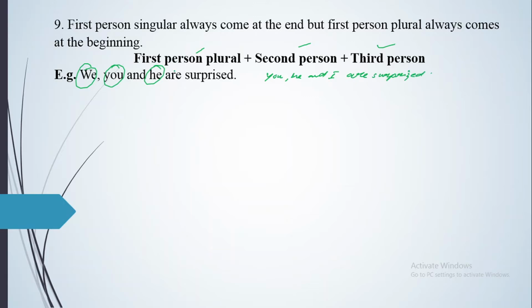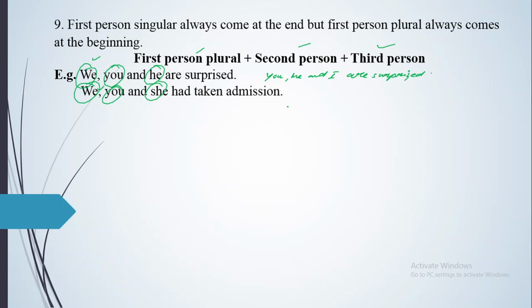But when it is plural, you will bring it first. We, you, and I are surprised. Second example: we, you, and she had taken admission. First will come we, then you, and then she. We, you, and she had taken admission.